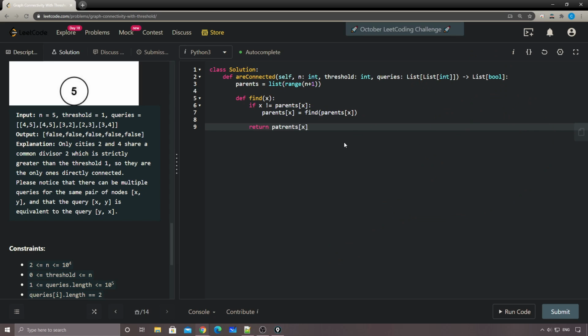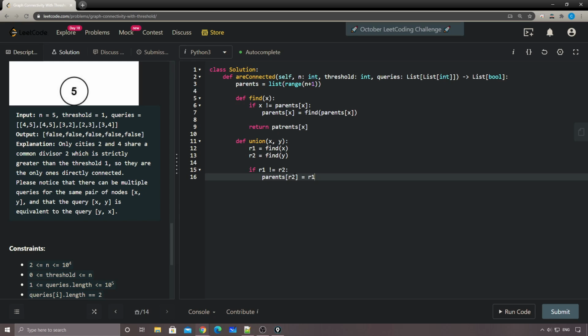Okay, cool. So that's the find, and the second one is the union. The union takes x and y. We first find the root for x and y. Then we check if R1 is not equal to R2. If R1 is the same as R2, then we know they have already been unioned together, so we don't need to do it. Otherwise, we can simply set a parent. Here it doesn't really matter whether we use R1 or R2. We can either assign R2 to R1, or assign R1 to R2.